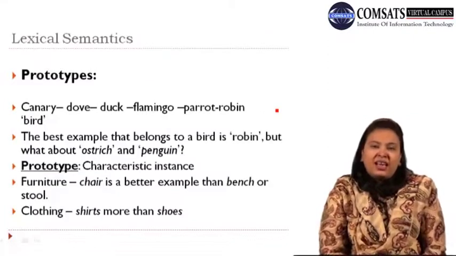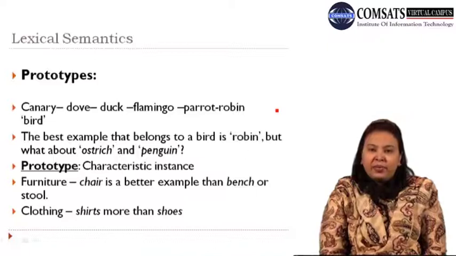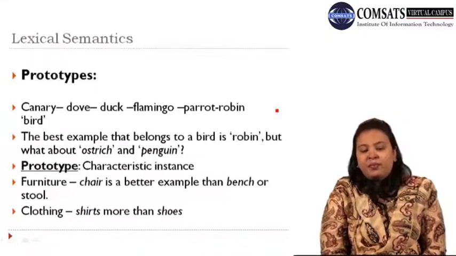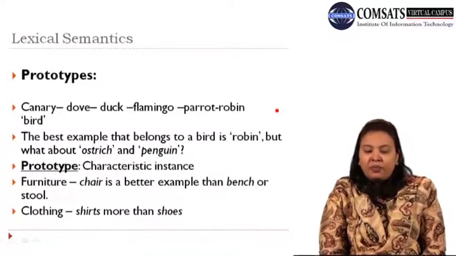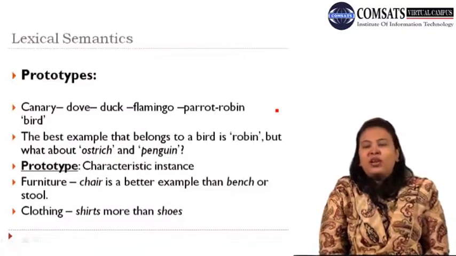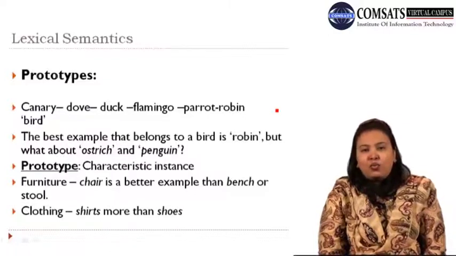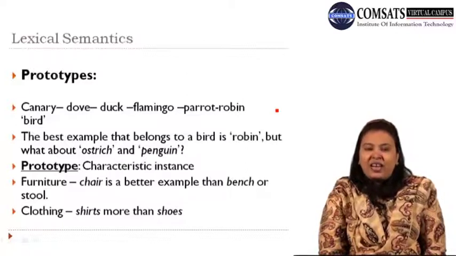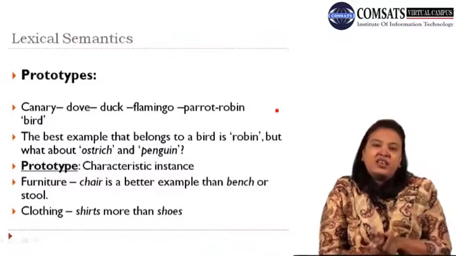Then we have prototypes. Look at these examples: canary, dove, duck, flamingo, parrot, robin, bird. Do they all belong to one class of bird? Yes, the best example that we can have out of these is the robin. But what about ostrich and penguin? Can we put the ostrich and penguin into the bird class? Because they fall in a category in between. Ostrich and penguin have wings, but they cannot fly. So what about these words? Such words are known as prototypes because they have certain characteristics. They are not exactly the same, but they have certain characteristics.